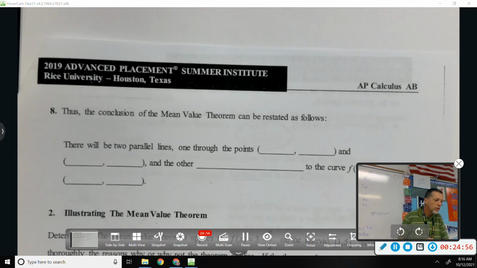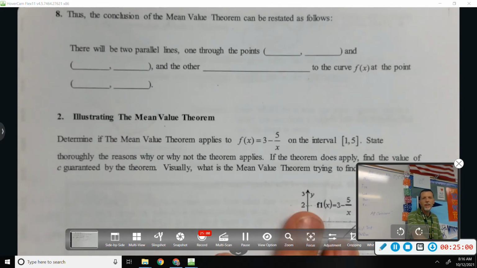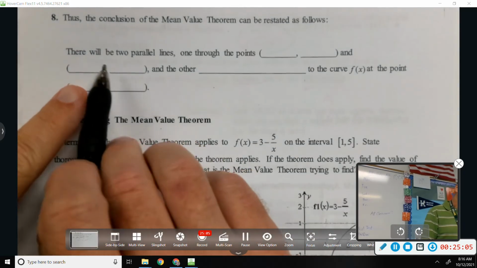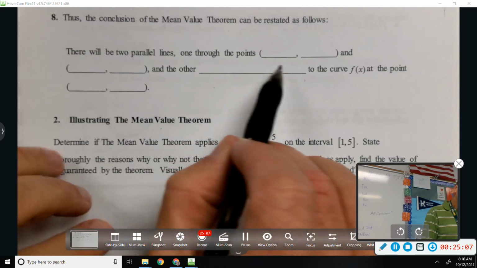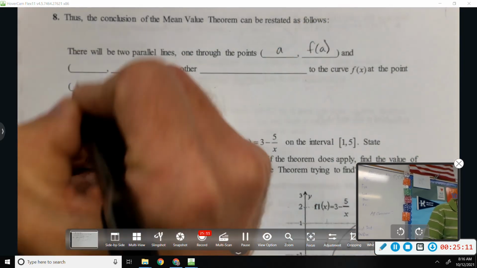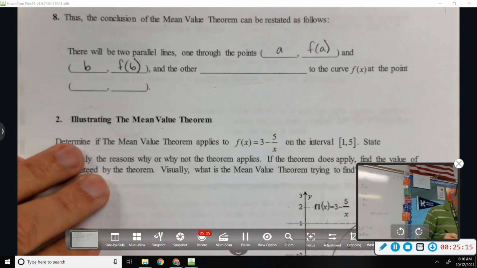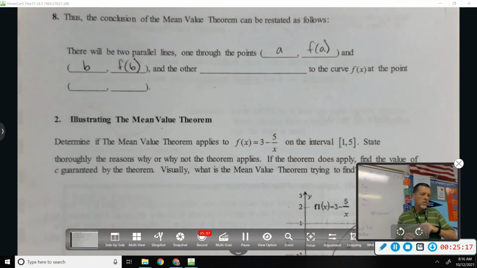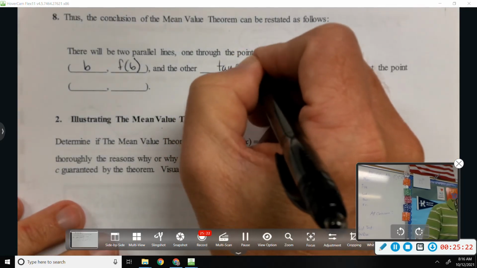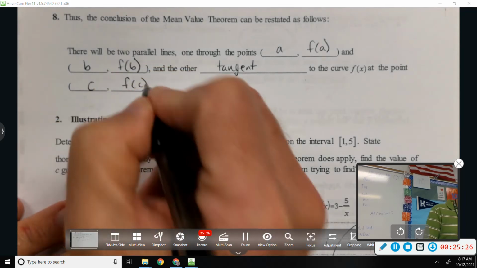Thus, the conclusion of the MVT can be restated. That's what we just did. I think my way is better than this way, but it's another way to say it. There will be two parallel lines, one through the points A, f of A, B, f of B, and the other tangent to the curve at C, f of C.